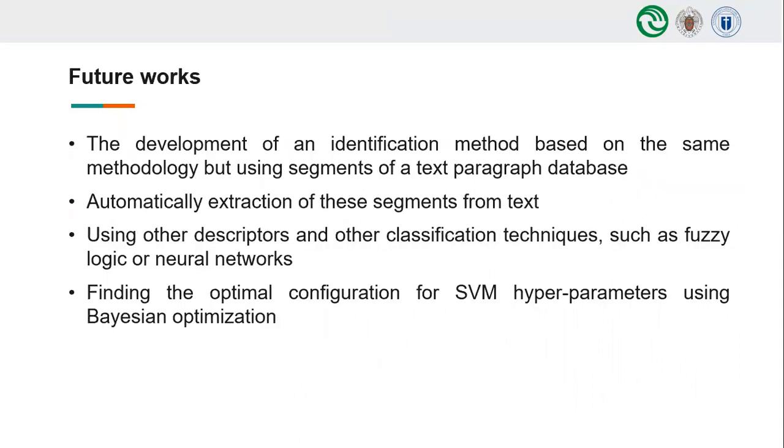As future work, the development of an identification method based on the same methodology would be interesting, using segments from a database of text paragraphs. Another possible aim would be to automatically extract these segments from the text, using descriptors and other classification techniques, such as neural networks, would be other possible future research.